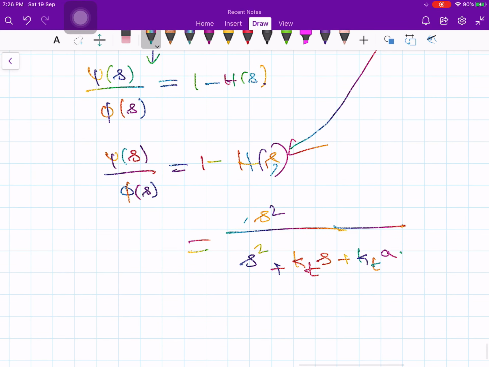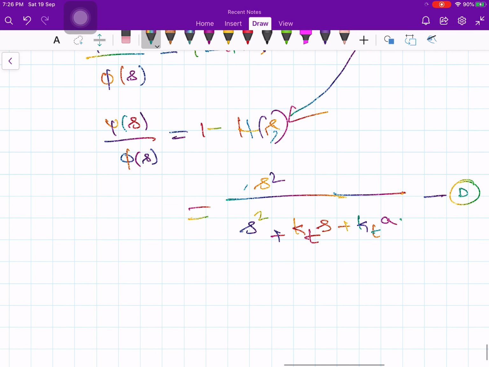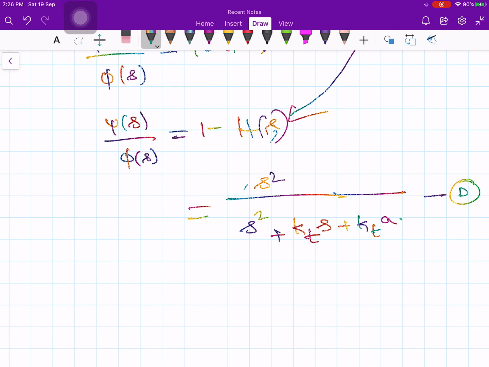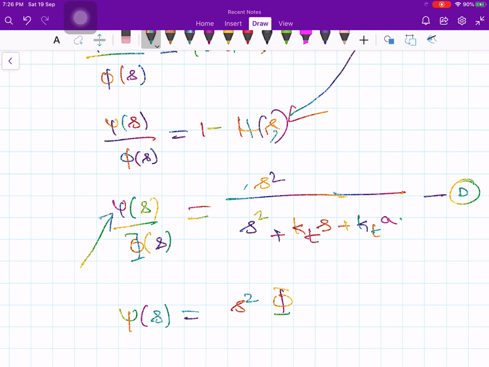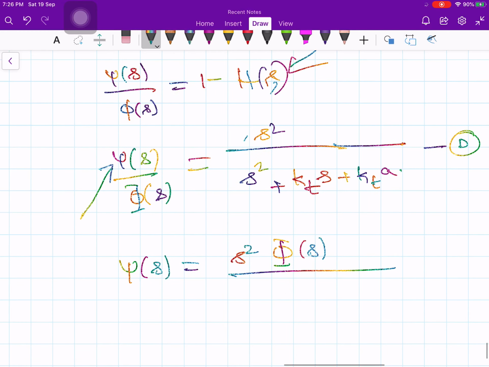Let's say this is equation D. So from equation D, can I say something about the steady state phase error? This is in the transform domain. Psi of s divided by phi of s. You take phi of s to the right hand side. Therefore, psi of s is equal to s squared times phi of s whole divided by s squared plus kt s plus kt times a.